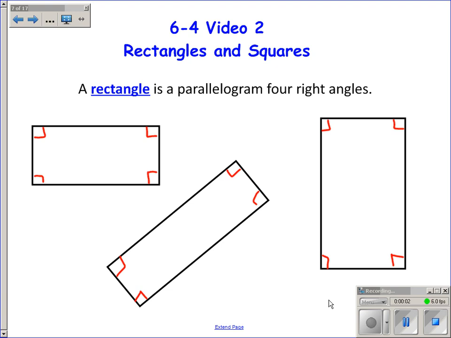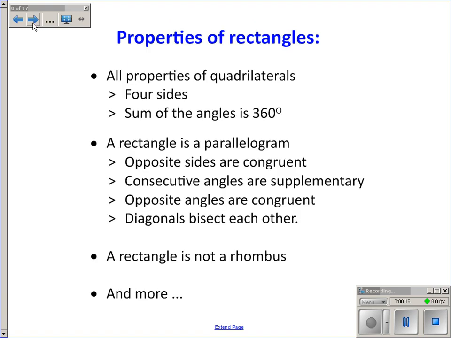This second video is about rectangles and squares. A rectangle is a parallelogram with 4 right angles. And I've drawn in 3 rectangles down here at the bottom, and you should be pretty familiar with rectangles. Now, as far as properties of rectangles, since a rectangle is a quadrilateral, it has 4 sides.